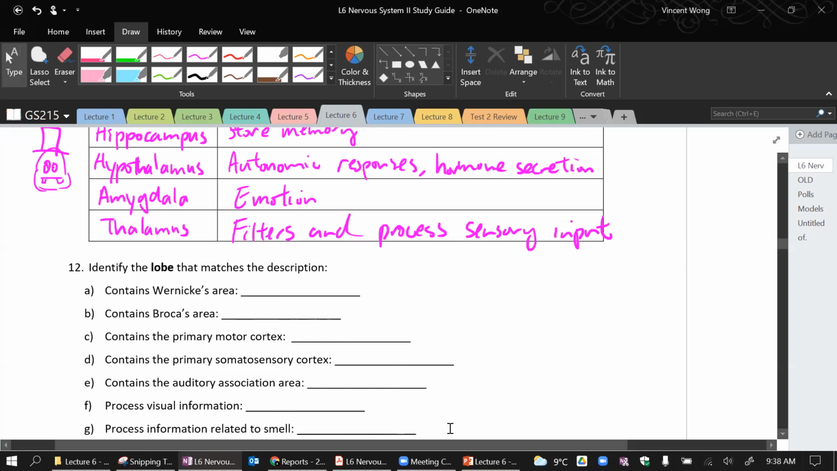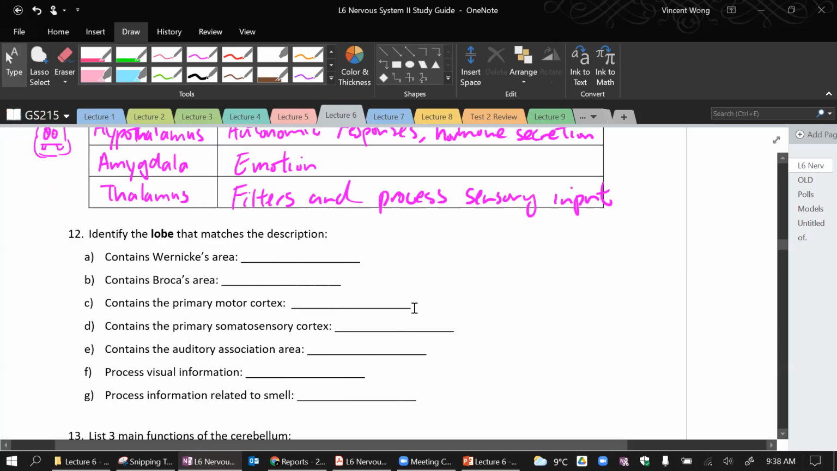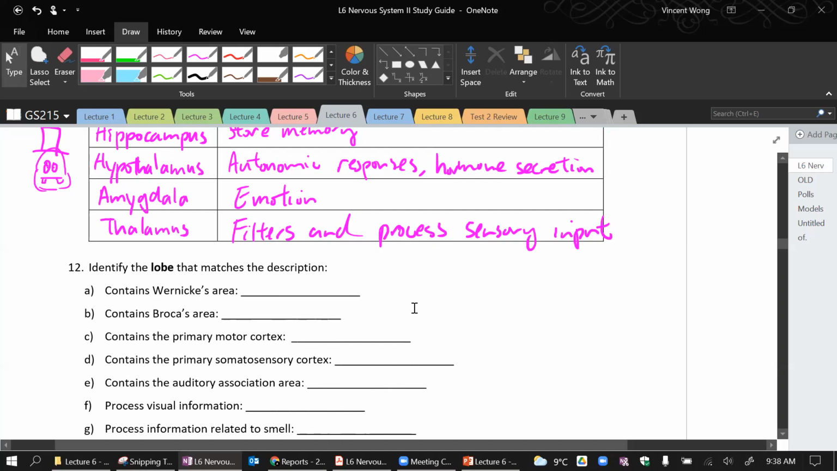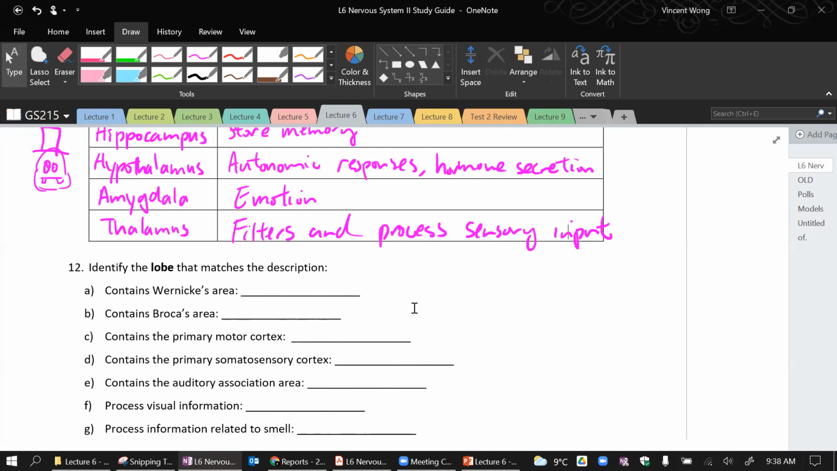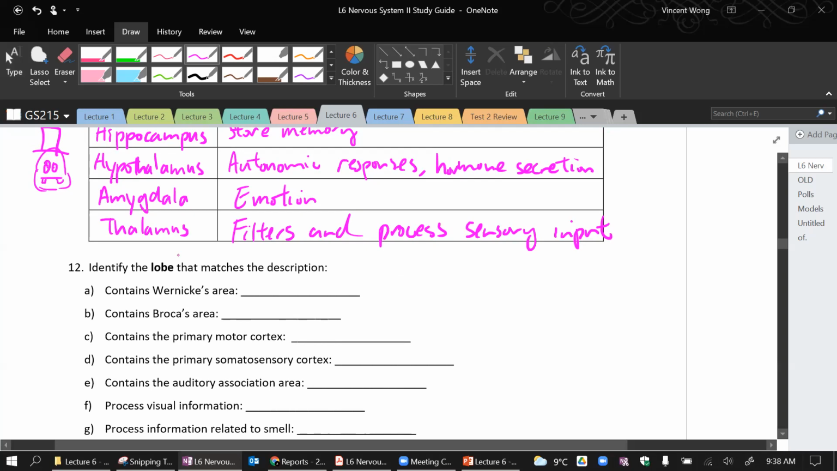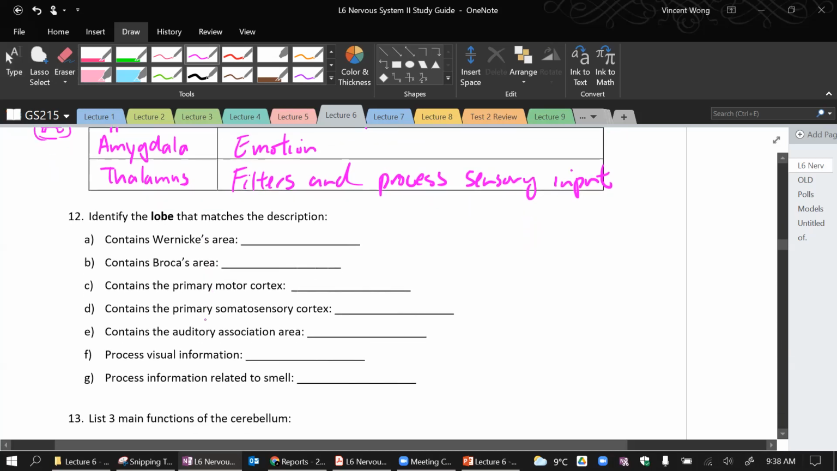Okay, I know you guys have a test afterwards, so I'm going to skip the break and just finish this up so you can go study a little bit more. It shouldn't be long, maybe just half an hour or so. Next we have to identify the lobe that matches the description. There are 5 lobes that you have to know, and you have to know which lobe corresponds to which area.